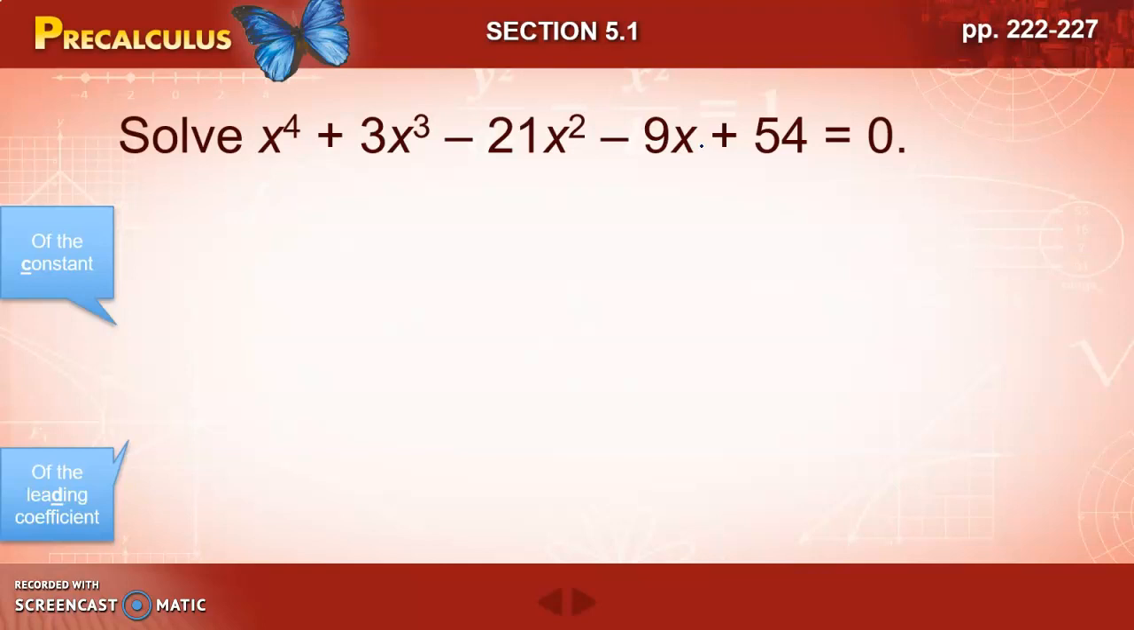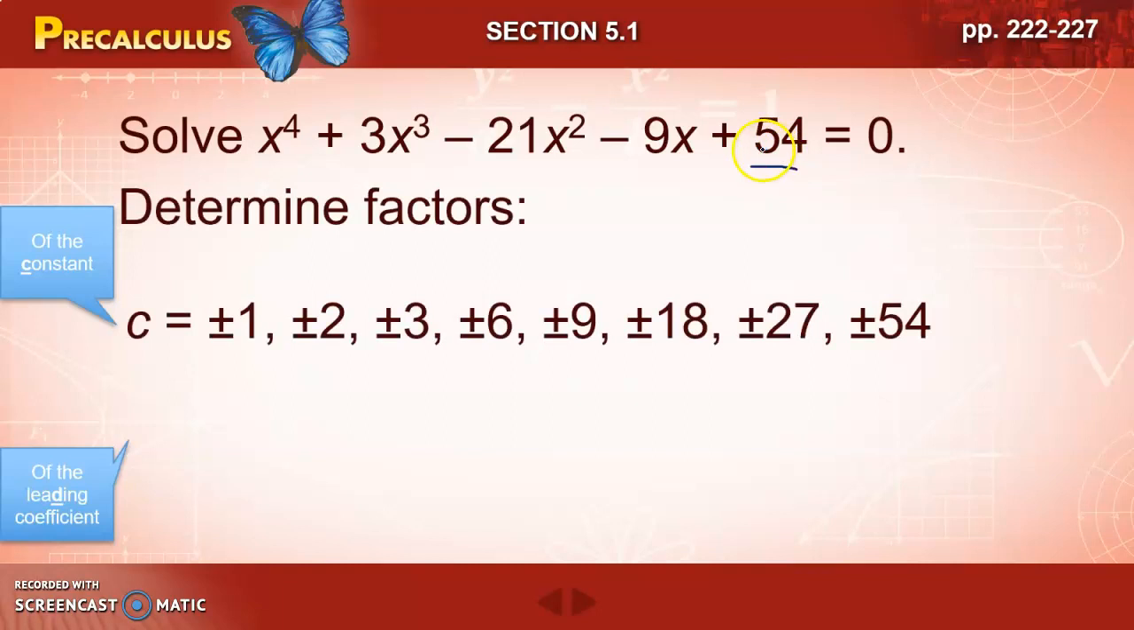So to get our whole set of keys, all of our possible roots, we're going to take all the factors of our constant term, which is 54. And the factors of the constant term are 1, 2, 3, 6, 9, 18, 27, and 54. Notice that we have plus or minus because we could take negative 1 times negative 54. So we need to include both the plus and the minus. Our leading coefficient is 1, and our factors of 1 are just plus or minus 1.